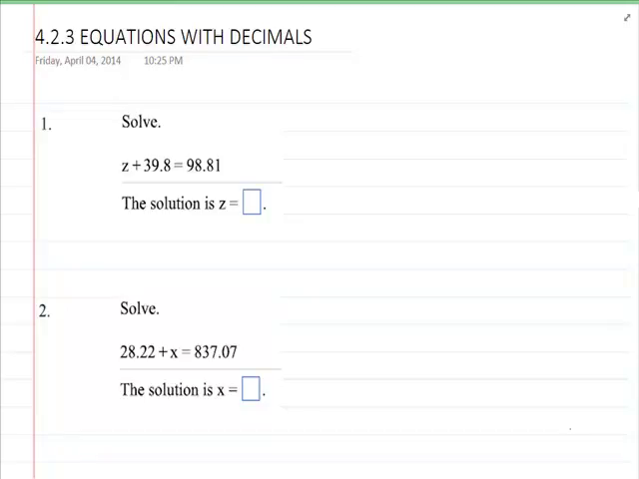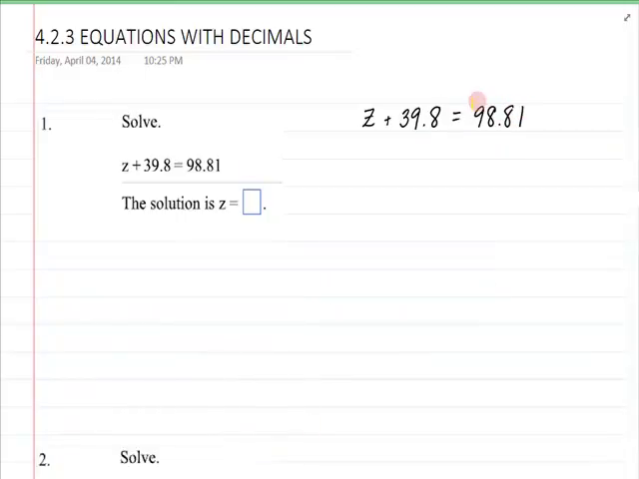In this lesson, we're going to work with solving equations again. We've done this with fractions, we've done this with whole numbers, and now we're going to solve some equations that involve decimals. All right, the first equation that we have is letter Z, and I cross mine so it won't look like a 2, plus 39.8 is equal to 98.81.